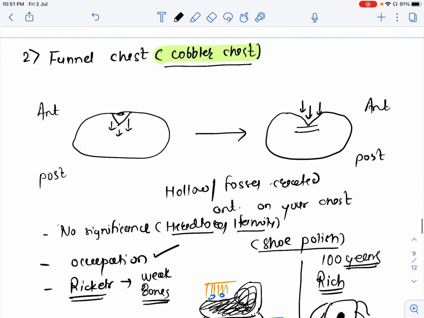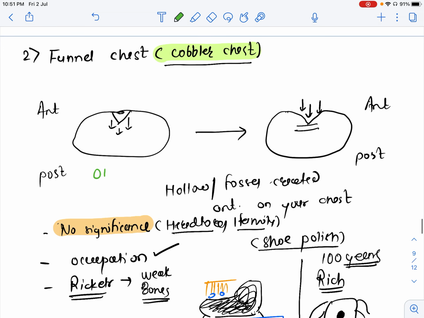Now, sometimes, as I have told you, in some patients this abnormality is seen, but it is not significant. Then when is it significant? This is a very important statement. This is significant only if it compresses the underlying organs.